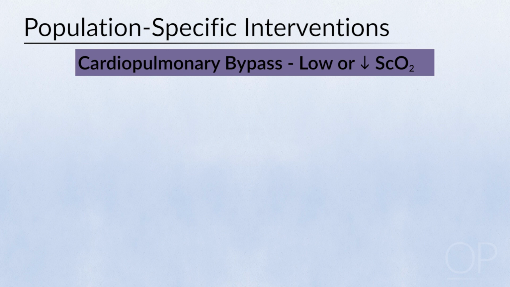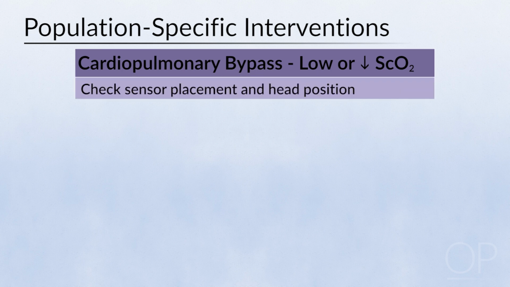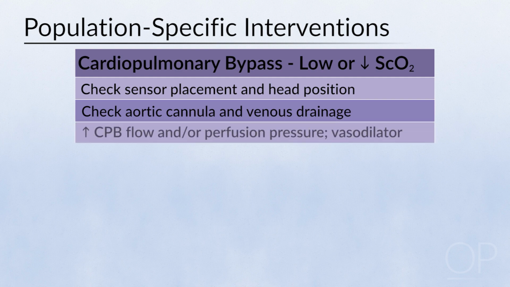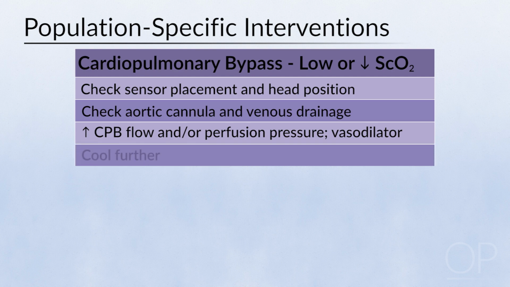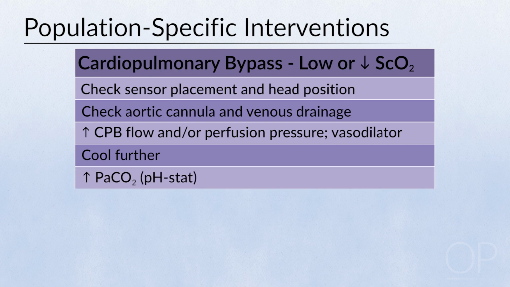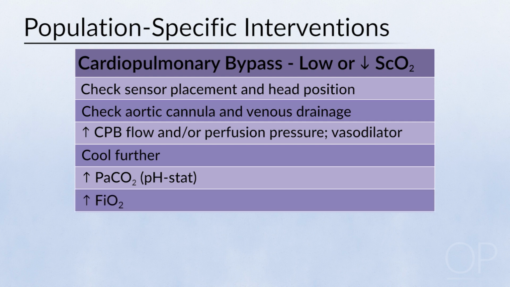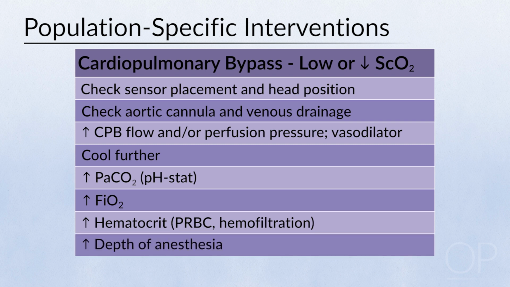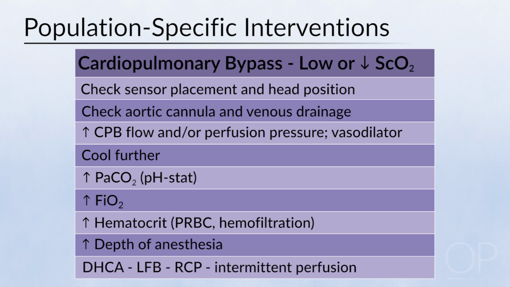Population-specific interventions would be in patients undergoing cardiac surgery with cardiopulmonary bypass or neurocritical care. With cardiopulmonary bypass and a low or decreasing saturation, one first checks there are no technical issues with the sensors and that the head is in a good position. One can check the aortic cannula and venous drainage for adequate placement. One can increase cerebral bypass flow and/or perfusion pressure or administer a vasodilator. The patient can be cooled further. A pH stat strategy can be used. If a hyperoxic strategy is not used, this can be considered. The hematocrit can be increased by either administering packed red blood cells and/or hemofiltration. The patient's depth of anesthesia can be increased, and with aortic arch repairs, various perfusion strategies can be employed.